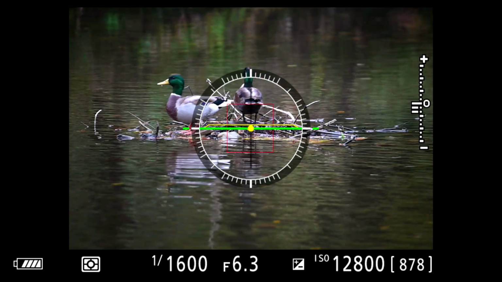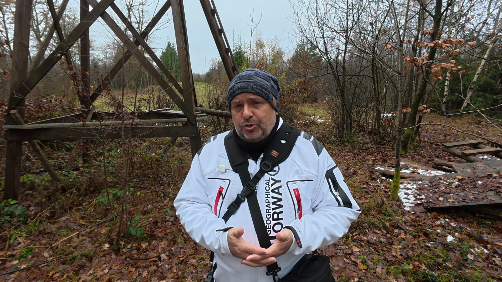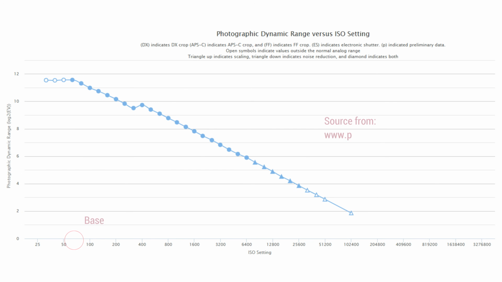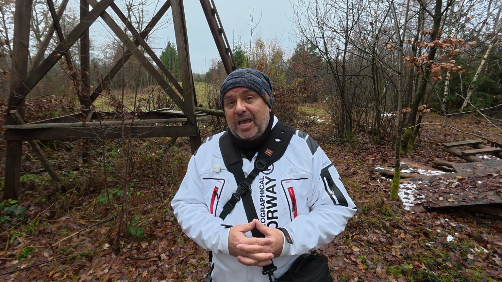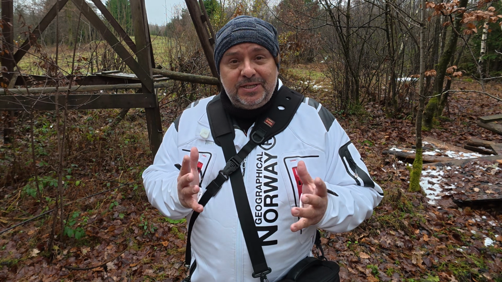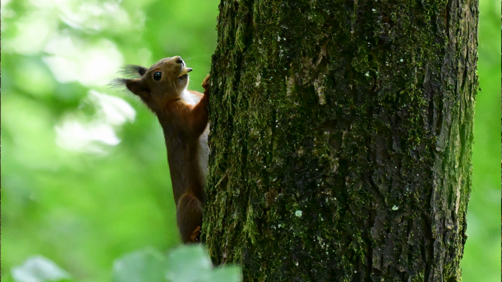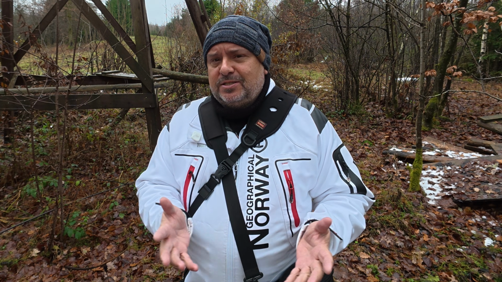But here is the catch. As you raise your ISO, the dynamic range shrinks. At ISO 100, my Z7 might have about 14 stops. By ISO 1600, it's closer to 11 stops. And at ISO 16400, you might only get 7 or 8 usable stops. That's because noise eats up the detail in the shadows, so your usable range gets smaller even though the sensor is the same.